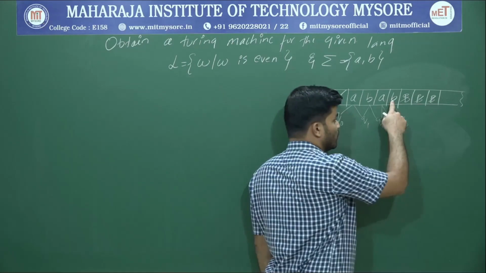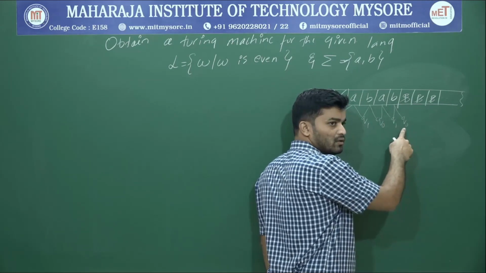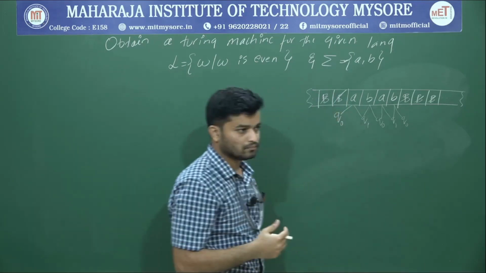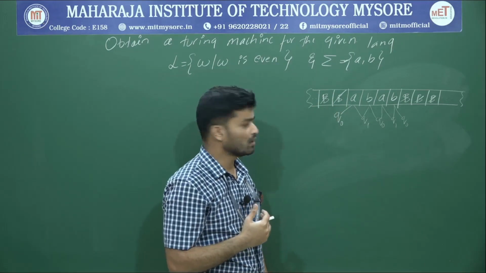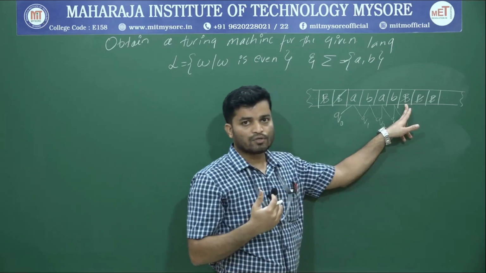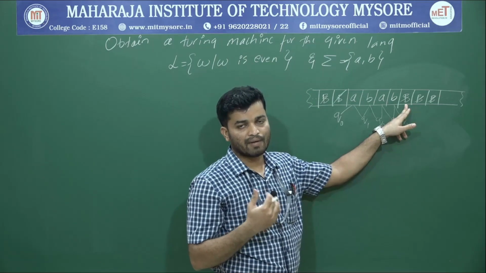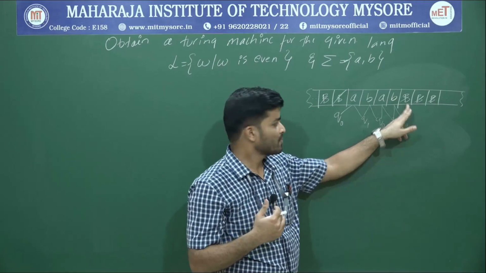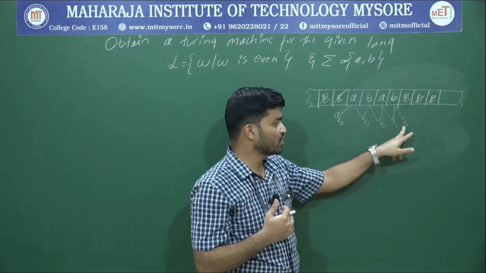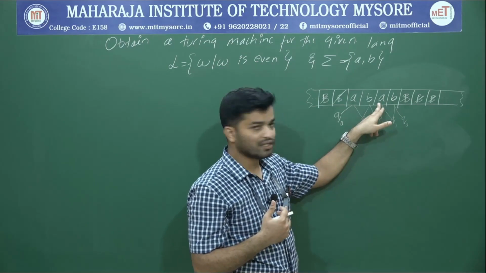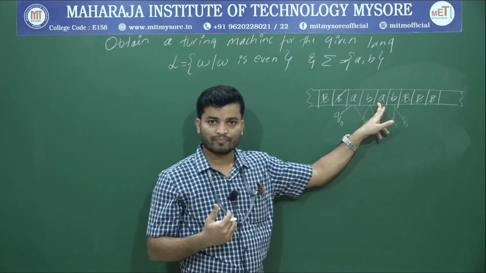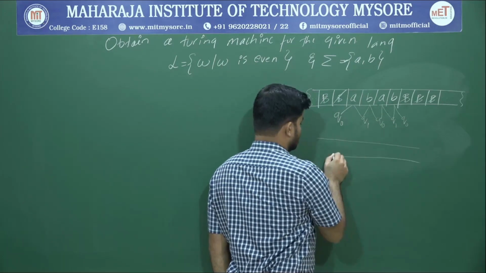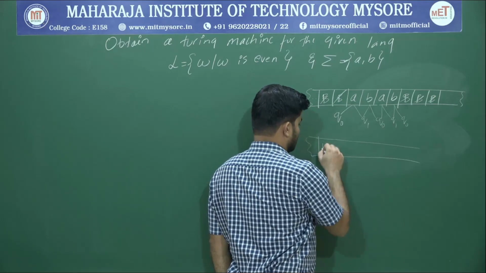Once the string is over, if you are in Q0... how will you come to know the string is over? Whenever we encounter a blank space within our infinite tape, we come to know that the string is over. Once the string is over and you are in state Q0, the given string is of even length. Suppose I consider one more string.